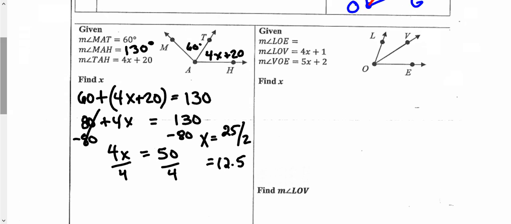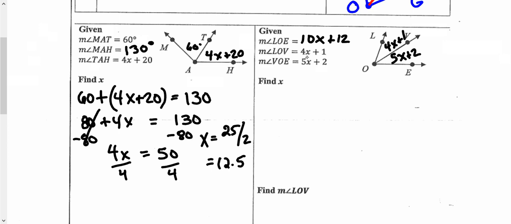Now let's move on over to this one. I've got another little blank here that I'm going to fill in in a moment. Let's take a look at the LOB. Notice this whole thing looks to be a cube, and we've got 4x plus 1. For VOE, we've got 5x plus 2. Let's make this equal to, let's say, about 10x plus, let's say, 12.